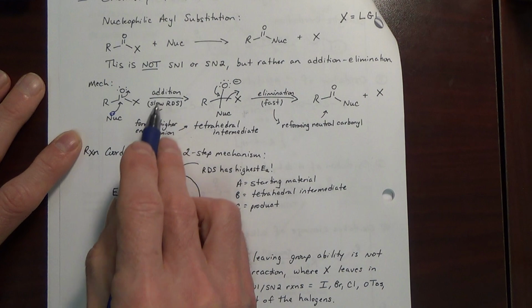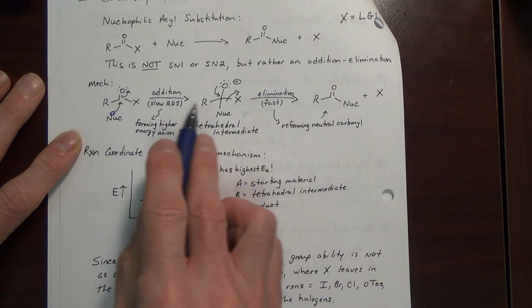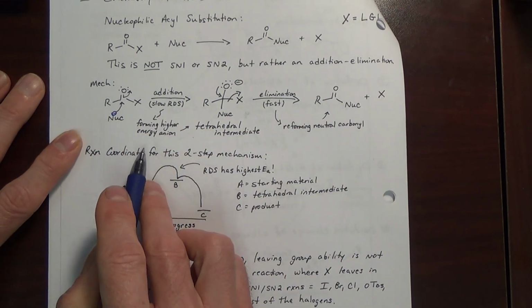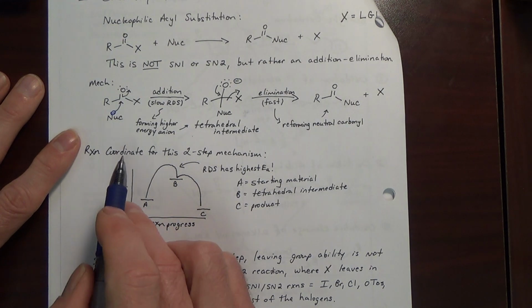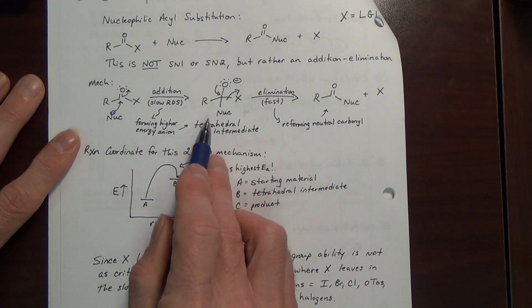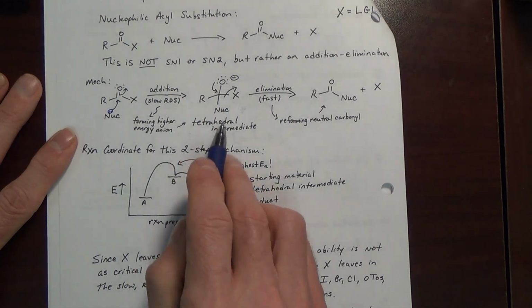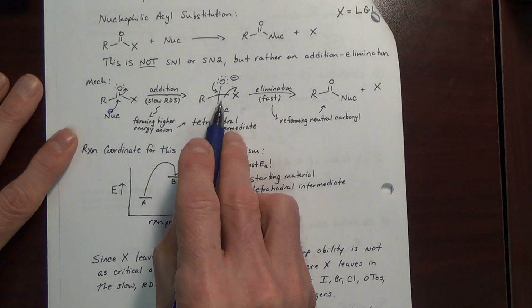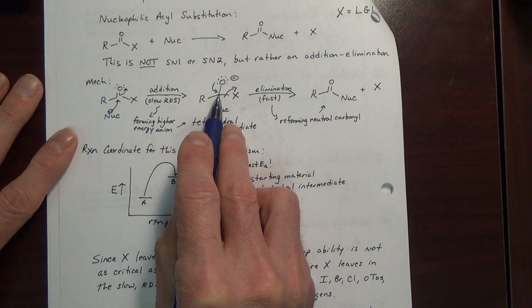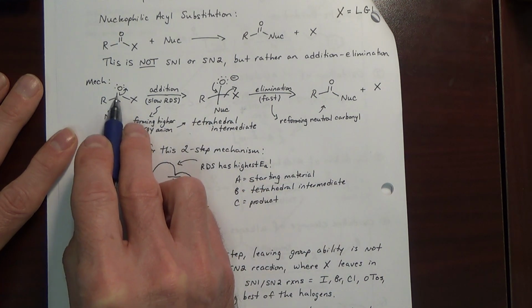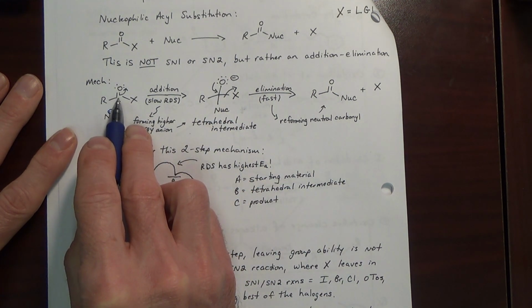Typically, this is your rate determining step for this entire substitution mechanism, because we are forming a higher energy anion here. We can call this a tetrahedral intermediate because the carbon is now tetrahedral, where originally it was sp2 trigonal planar.